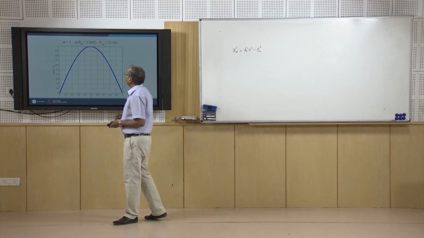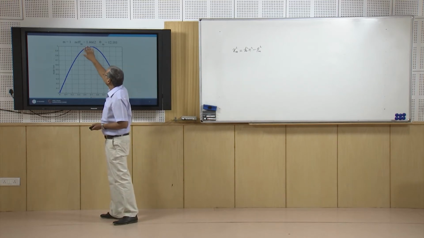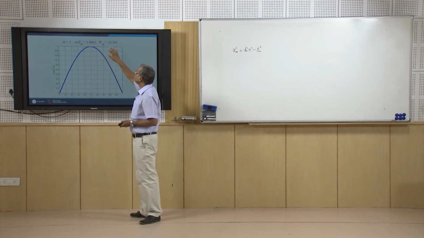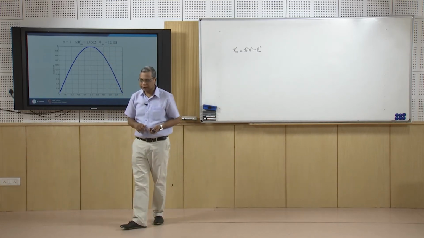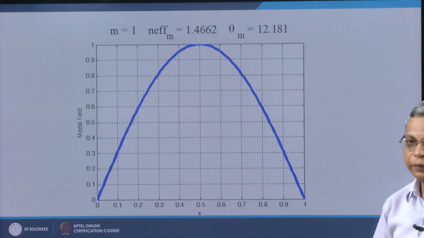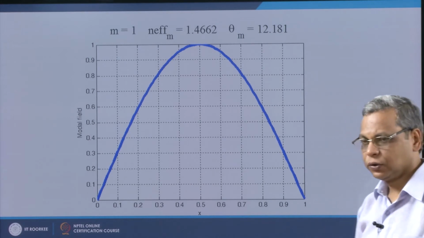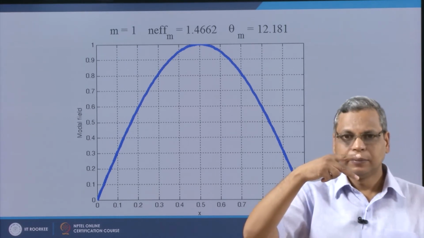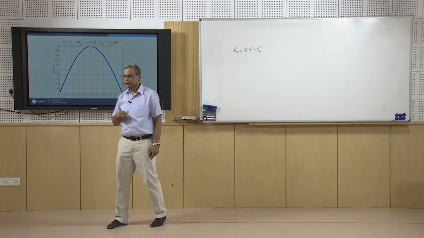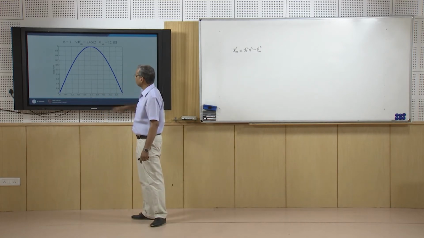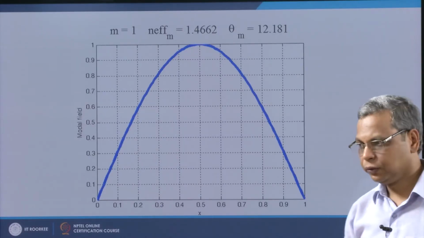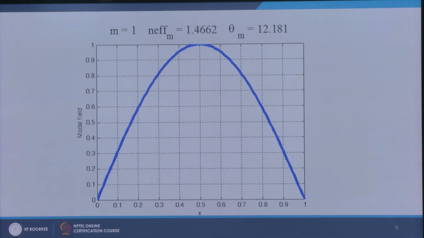The first one has effective index 1.4662, and the angles of the constituent plane waves with the z axis are plus minus 12.18 degrees. So there are two plane waves, one making plus 12 degrees, another making minus 12 degrees with the z axis, and this is the standing wave pattern in the x direction corresponding to those waves.